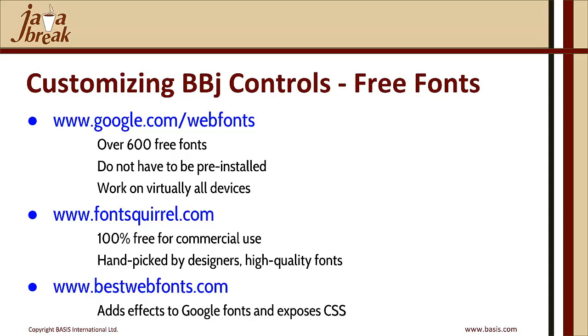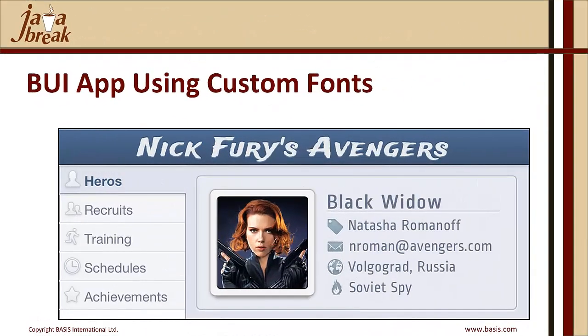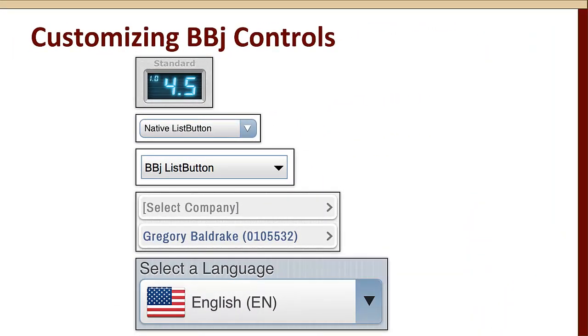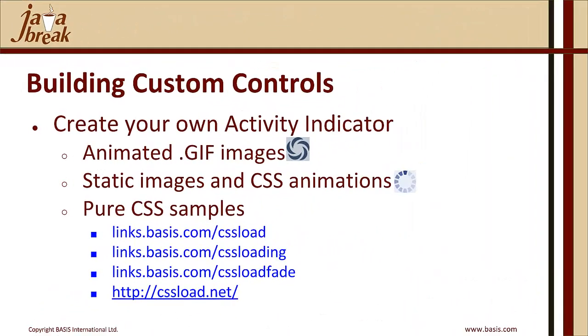And there's bestwebfonts.com, which adds effects to Google Fonts and exposes the CSS. Here's a quick screenshot showing you a BUI app using custom fonts. Here are several examples of customizing BBJ controls. That mock-up we did for MQ, showing the LED type readout of hours captured, a native list button, a BBJ list button, and a list control showing you an image next to the selected item.